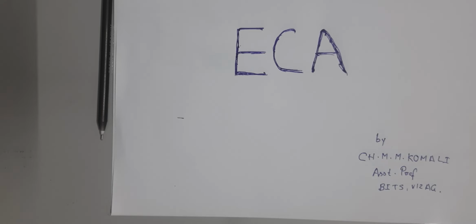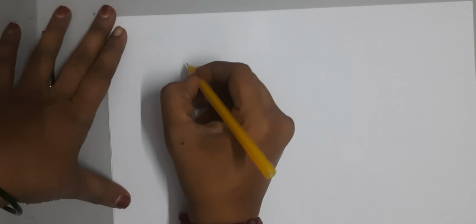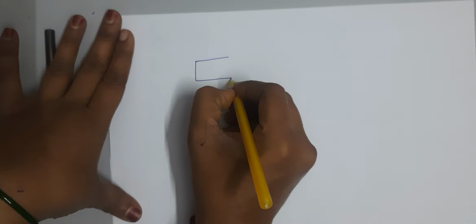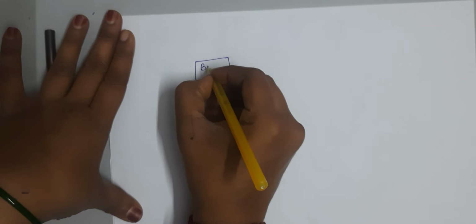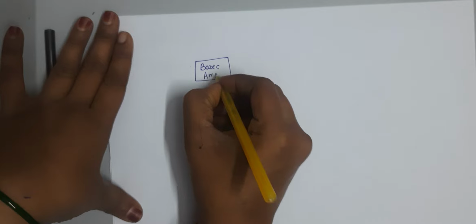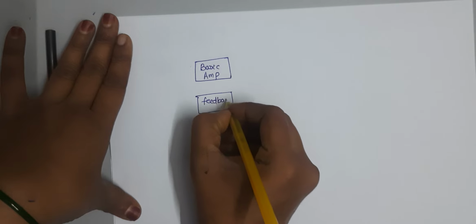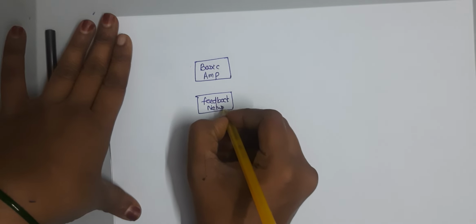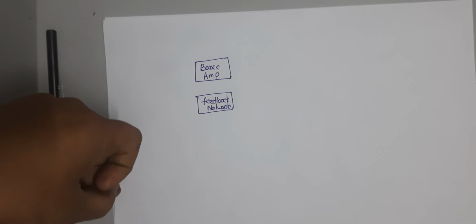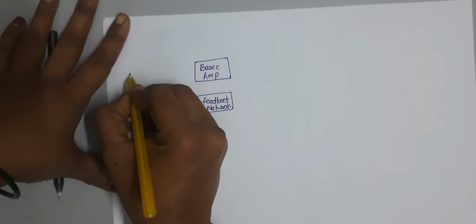Good morning students. In this class we are discussing the input resistance and output resistance of four different topologies of feedback amplifiers. First draw the basic amplifier and feedback network. So generally the mixer is concerned with the input resistance. So mixing. So here input port, input resistance.